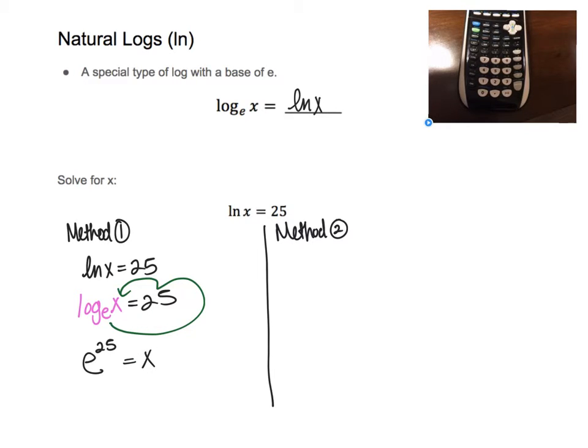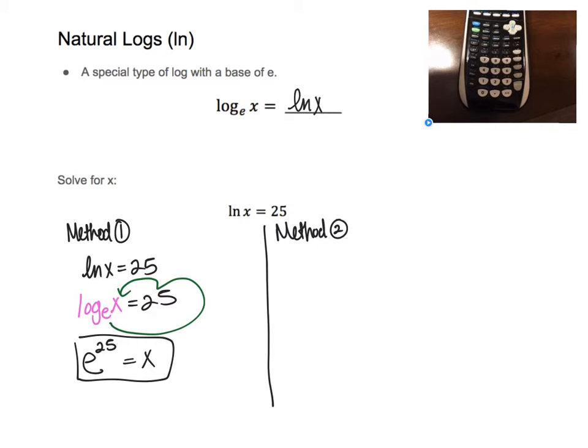And remember, e is just a constant, so it's not a variable. So in this case, I have e to the 25th power, and I can put that in my calculator and get a number. Now, I'm not going to expect you to do that here, but it looks like x is by itself, so looks like we're done. So once you get x by itself, you can keep it that way.